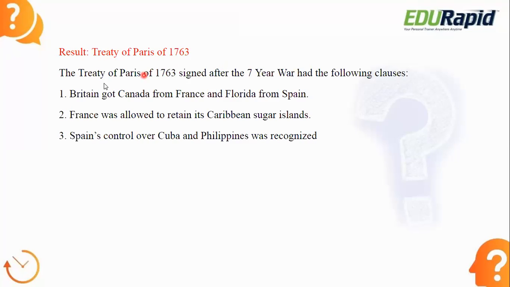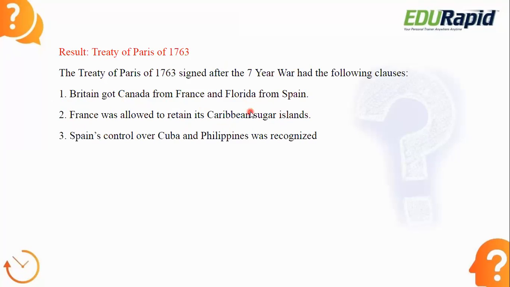The first clause is that Britain got Canada from France and Florida from Spain. Remember, Canada was a colony of Britain, but France had occupied it. After the Treaty of Paris in 1763, Britain got Canada from France and later Florida from Spain. That was one clause. The second clause is that France was allowed to retain its Caribbean sugar islands.